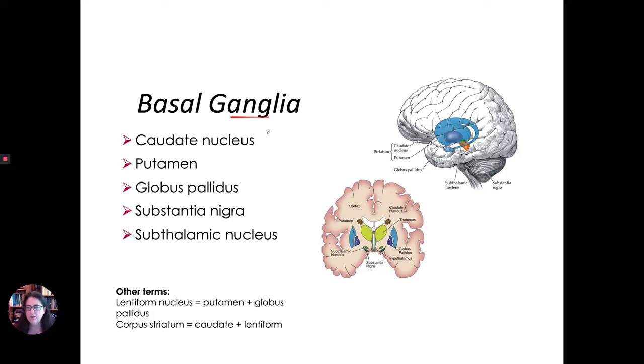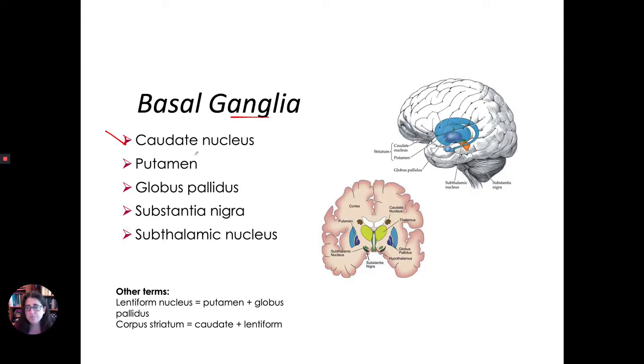So we have several parts. Of course, the caudate nucleus, which more or less follows along where those lateral ventricles are. Here they are in cross-section, and here it is in a lateral view. It's, of course, deep to the surface. This is just projected to the surface so you can see where it is in relation to the rest of the brain.